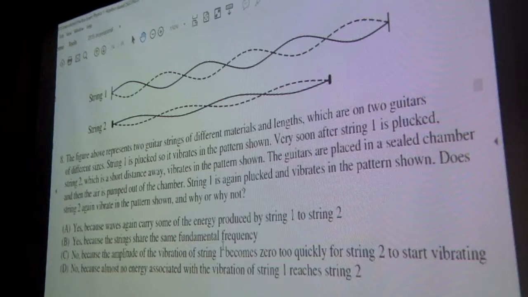And then they say the guitars are then placed in a sealed chamber, like in a sealed room, and then air is pumped out of the chamber. Now, air being pumped out simply means there's nothing there, it's just vacuum. String 1 is plucked and it vibrates. Does string 2 vibrate in the pattern?